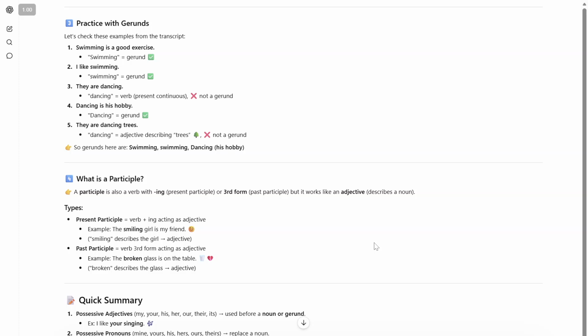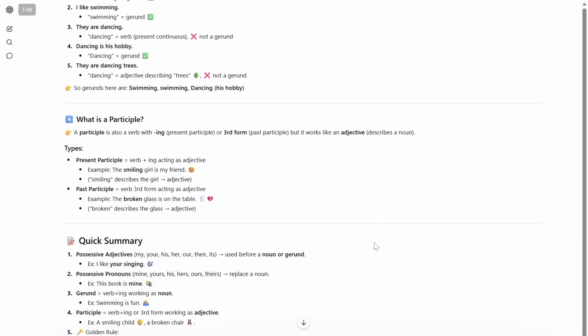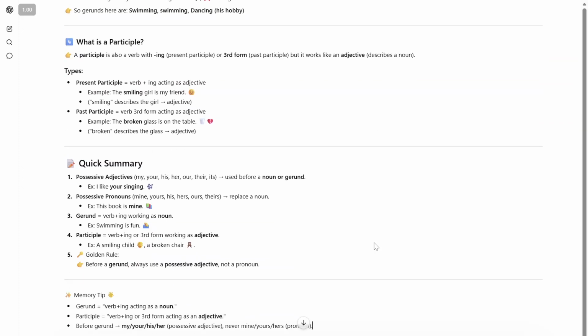And here, quick summary. 1. Possessive adjectives: my, your, his, her, our, their, its, used before a noun or gerund. Example: I like your singing. 2. Possessive pronouns: mine, yours, hers, ours, theirs, replace a noun. Example: this book is mine. 3. Gerund equals verb plus ing working as a noun. Example: swimming is fun. 4. Participle, verb plus ing or third form, working as an adjective. Example: a smiling child, a broken chair.